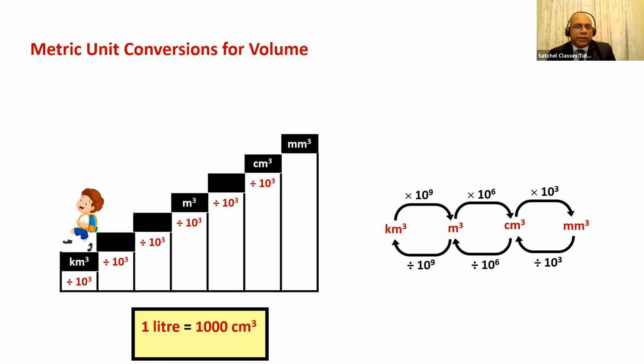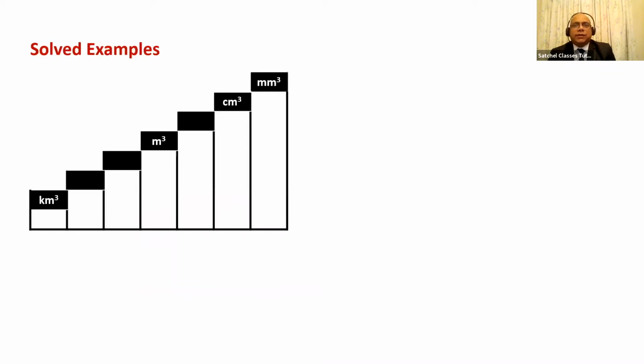Okay, and one important relationship that you need to know is 1 liter is the same as 1000 centimeter cube. Please remember that. Okay, now let's do some conversion quickly. 0.52 meter cubed. How much is in centimeter cube?